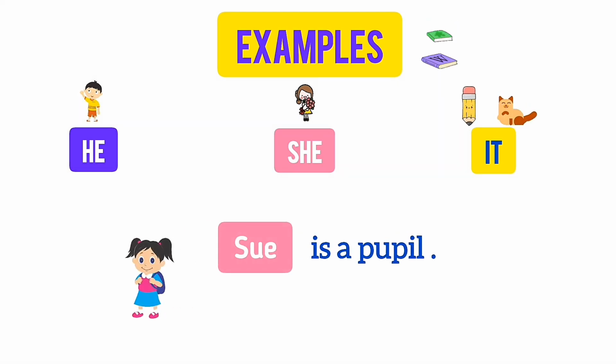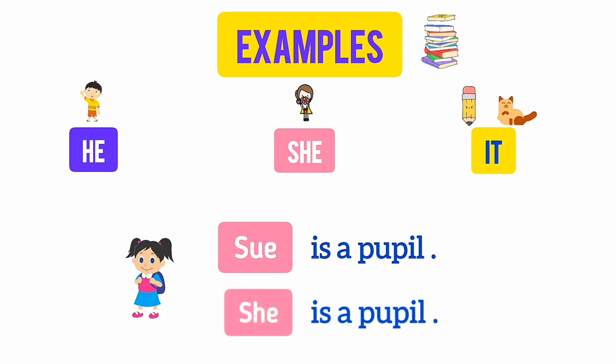Sue is a pupil. She is a girl, so we replace her name with the pronoun she. She is a pupil.